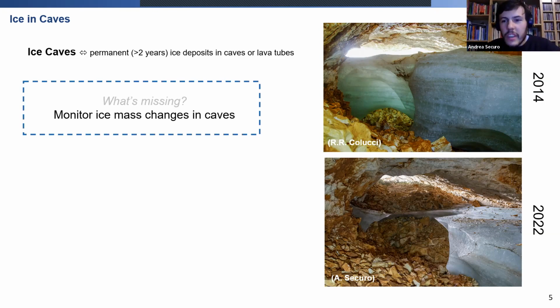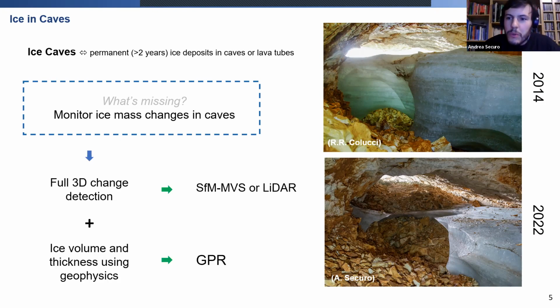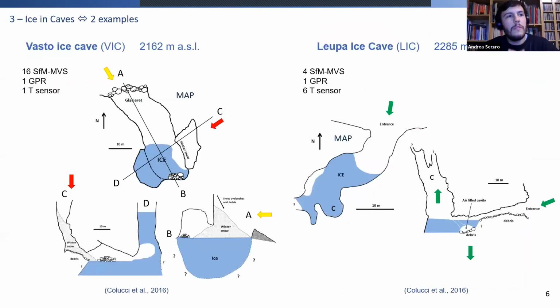The problem was that all the mass balances inside caves were based on discrete measurements, so punctual measurements with a meter or something like that. So we tried, using the available technology, to improve these kinds of monitoring. As the first talk covered structure from motion, we are also doing that at a completely different scale inside caves to detect 3D change. Recently, we also started using LiDAR. And then we are adding ground penetrating radar for also estimating the volumes of ice in caves.